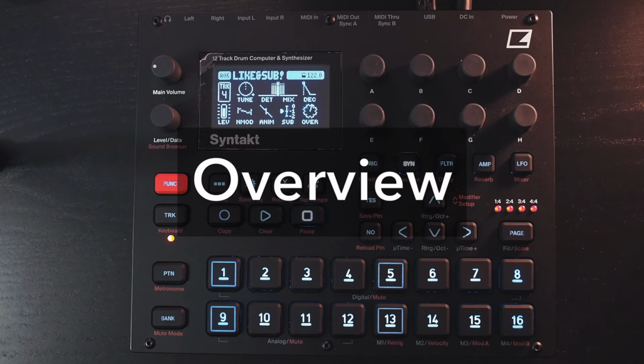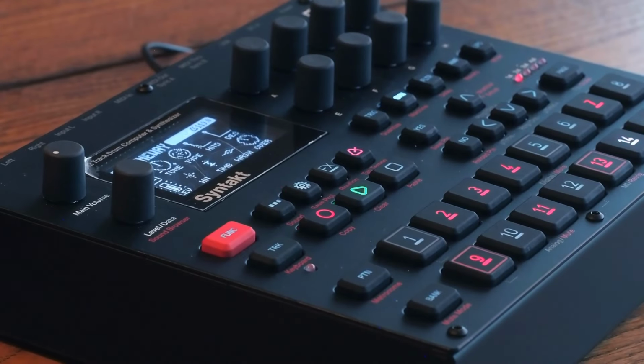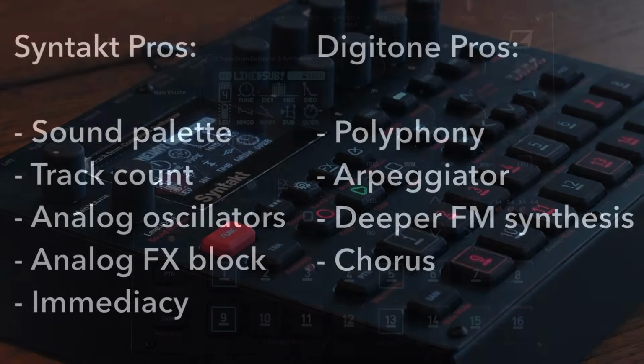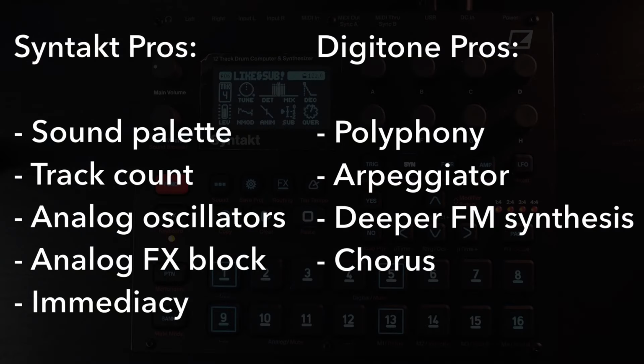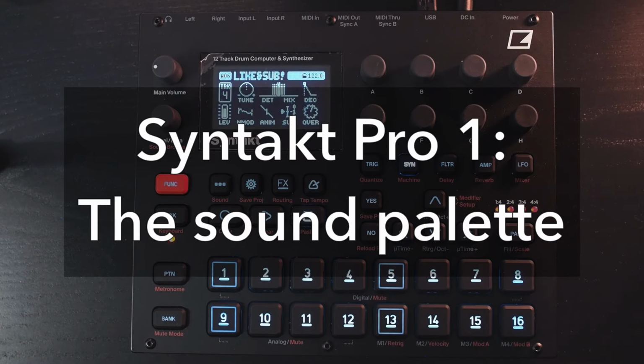At the surface level, both of these devices can be described as a bit of a synthesizer and a bit of a drum machine at the same time. But there are a few key differences between the two, and that's going to be the focus of this video. So these are the main pros of each device, and those are also the chapters in this video. First I'll talk about the 5 main pros of the Syntakt, and then I'll talk about the 4 pros of the Digitone. Let's start with the sound palette.